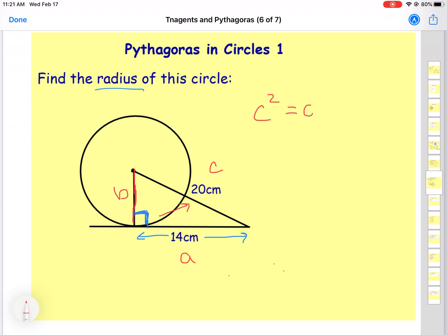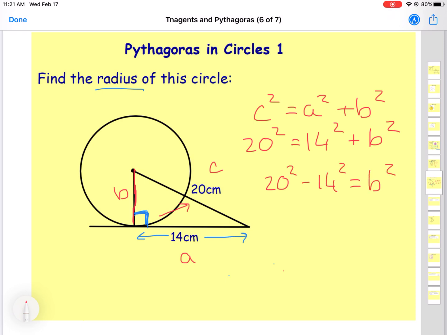I still use C squared equals A squared plus B squared. 20 squared goes in place of C, 14 squared goes in place of A, and B squared is there. Take away 14 squared from each side, so 20 squared take away 14 squared equals B squared. This is the same as the one that I did in the starter, where we're finding a smaller side. So B squared is 20 squared take away 14 squared.